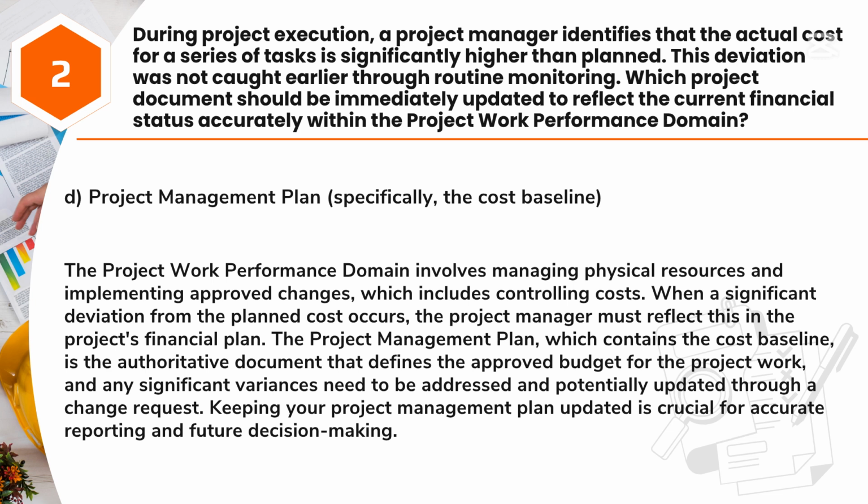The project work performance domain involves managing physical resources and implementing approved changes, which includes controlling costs. When a significant deviation from the planned cost occurs, the project manager must reflect this in the project's financial plan. The project management plan, which contains the cost baseline, is the authoritative document that defines the approved budget for the project work, and any significant variances need to be addressed and potentially updated through a change request. Keeping your project management plan updated is crucial for accurate reporting and future decision-making.